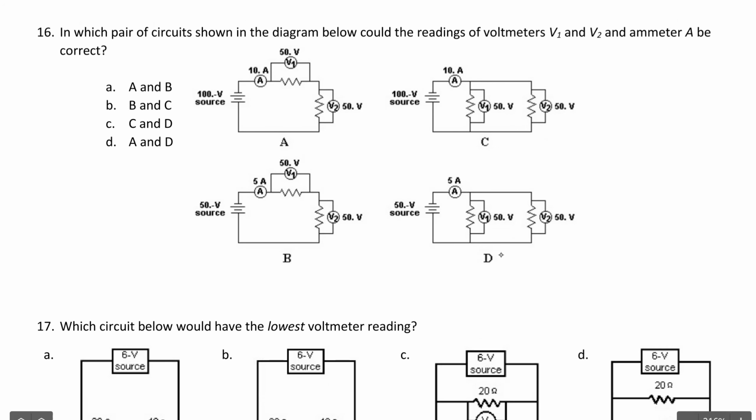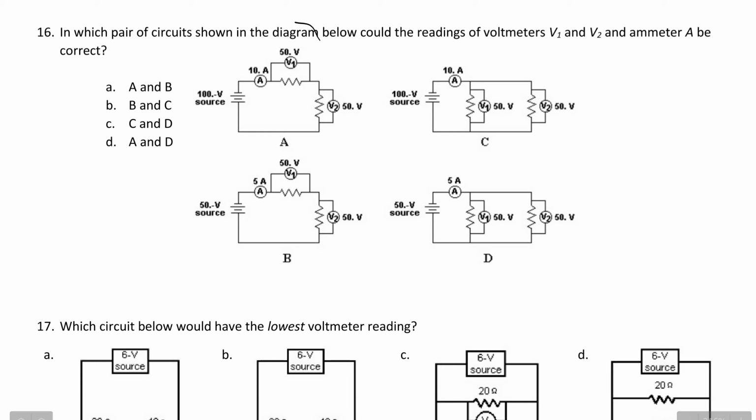16. In which pair of circuits shown in the diagram below could the reading of voltmeters V1, V2, and ammeter A be correct? So now you have to do a little bit of math. There are different ways you could look at this. You want to take a look at all the series circuits and see if you could figure out which is not looking right to you. The first thing I would do is look at the voltages.